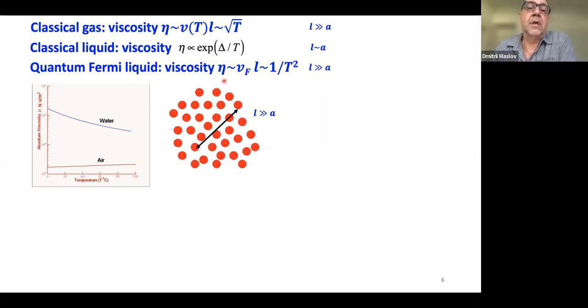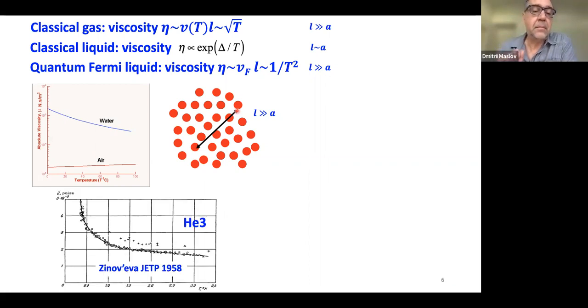If you think, for example, of helium-3, that's a liquid. It means that the distance between the helium-3 atoms is of the same order as the size of the atoms themselves. Yet, due to the Pauli principle, the mean free path is much longer than the separation between the atoms. So a particle starting here will fly over long distances before a collision event will happen.